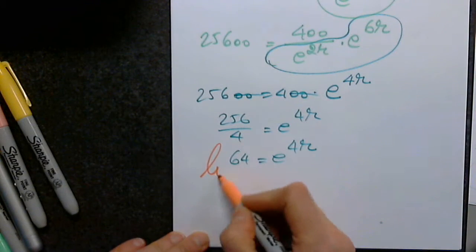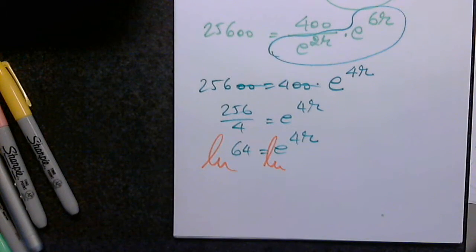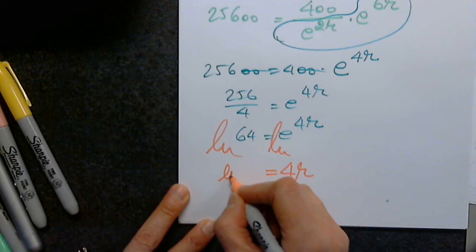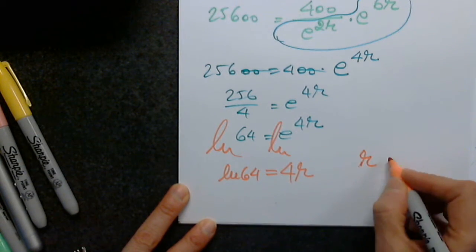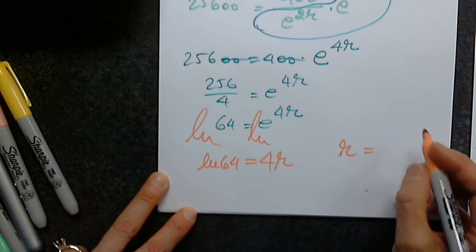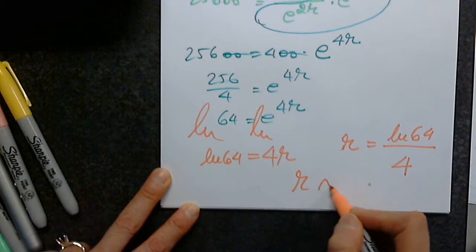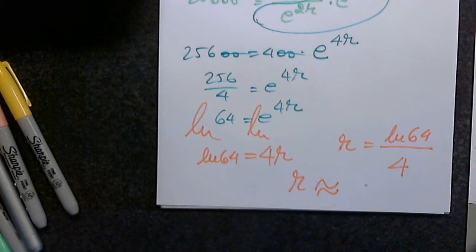Good. Because I can represent e and 64 with the same base, I use natural log because the base is e, so I can simplify that side. So this is 4r equals natural log 64. 4r, the growth rate of this bacteria, natural log 64 over 4. And I need to approximate it. So natural log 64 divided by 4.